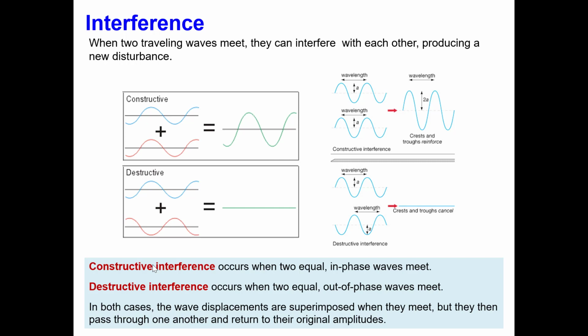Now, if two waves out of phase interact, then what happens is the crest and trough will be cancelled, and we don't have a wave in that case. They will cancel each other. But after the waves pass through one another, the waves will return to the original amplitude.